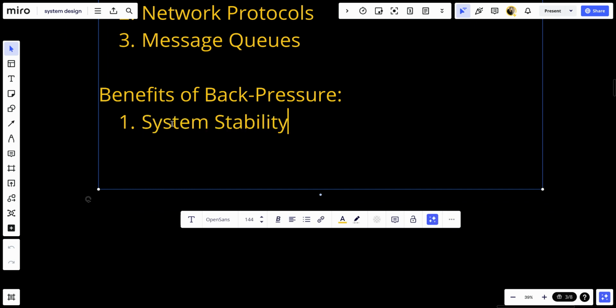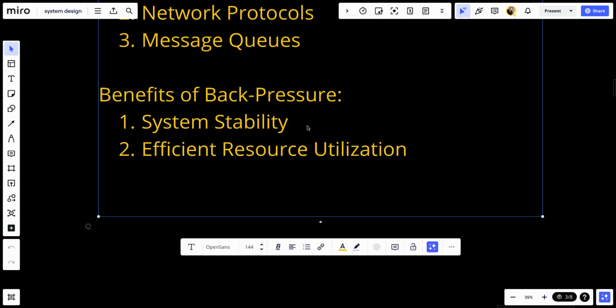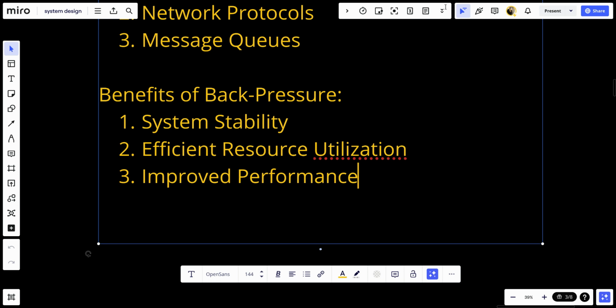The first thing is system stability. It prevents system crashes and failures by managing the load and ensuring that components operate within their capacity. Number two, efficient resource utilization. It optimizes the use of system resources like memory and CPU by controlling the flow of data and avoiding bottlenecks. Number three, improved performance. It maintains a balanced data flow, which can lead to more predictable and consistent performance across the system.